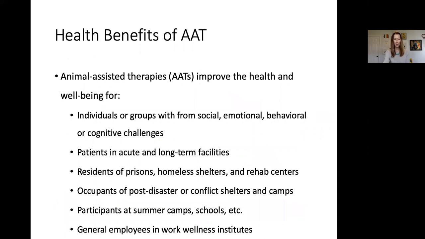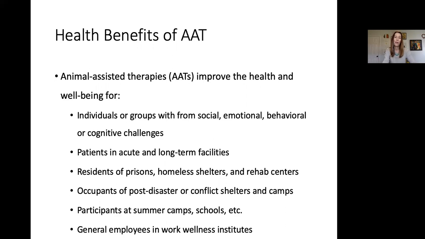So now we can talk about why you may want to consider this type of programming for your own patient or client population. There's many proven health benefits of animal-assisted therapies within the healthcare setting. We know that they are effective for both individuals and for groups, and they can help to combat challenges related to social, emotional, behavioral, physical, and cognitive challenges.